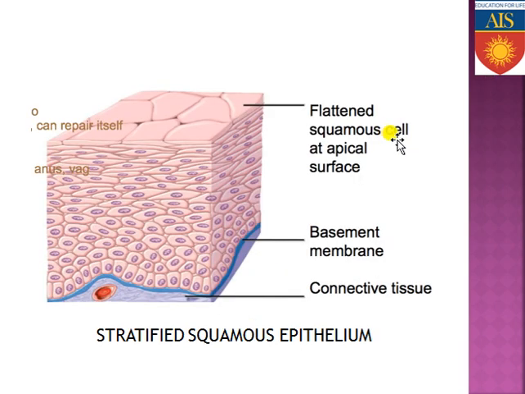Coming to the stratified squamous epithelial tissue structure, this is the structure. You can see multiple kinds of cells are present, and all of the cells are taking rest on the basement membrane, and the cells which are present on the upper surface are exclusively squamous shaped.